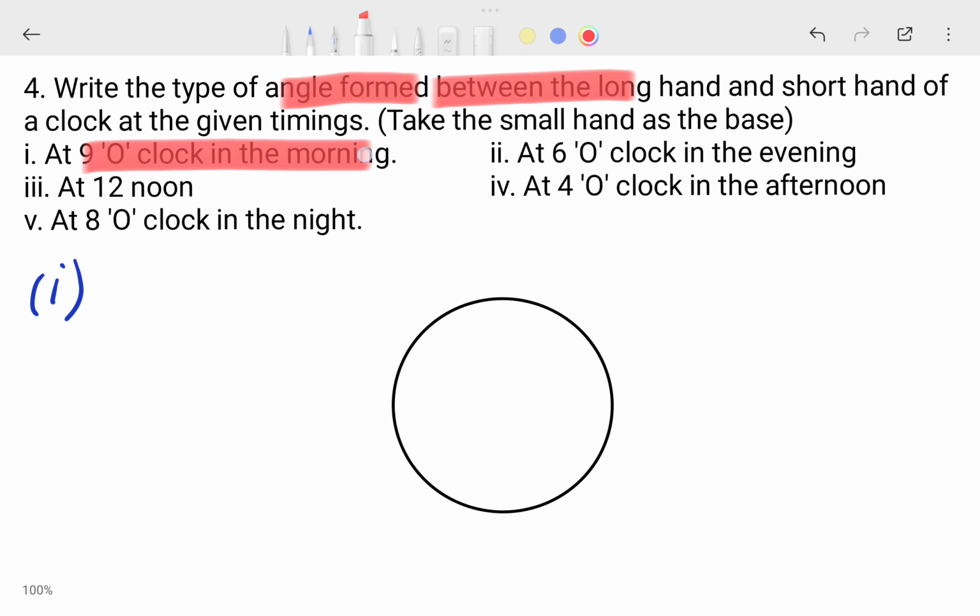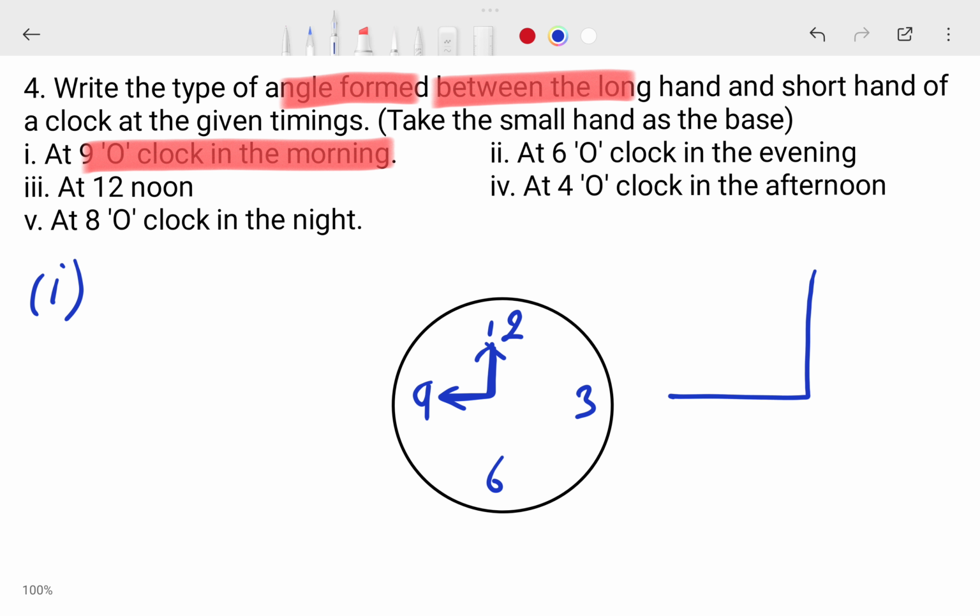At 9 o'clock in the morning, if you see the watch, this is 12, this is 3, this is 6, and this is 9. So it is telling 9 o'clock in the morning, on a small watch. How is it looking? It looks like a right angle, this straight and this one. It is looking like totally a 90 degree angle. So this is our right angle.